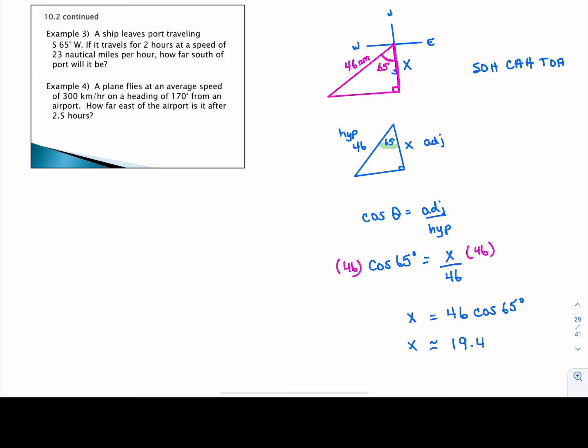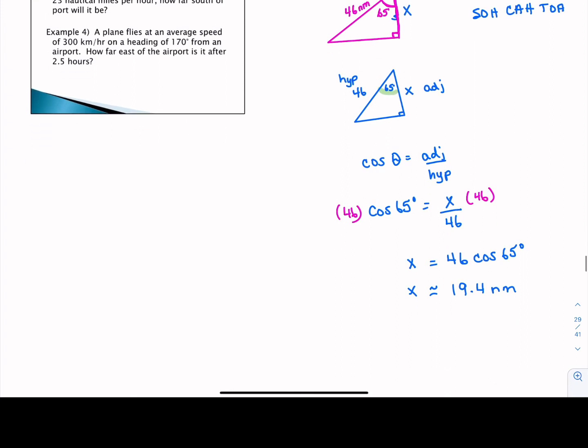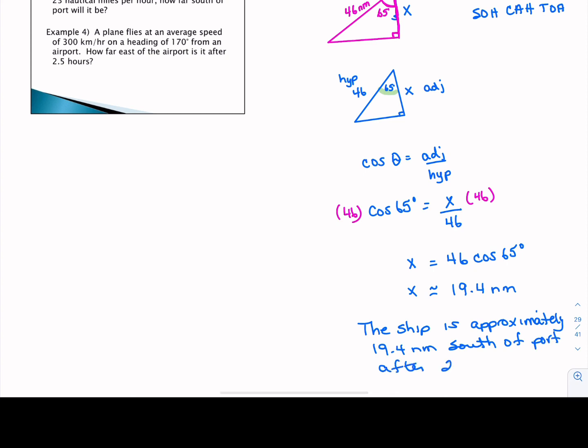And because this is an application, we want to put this together with a sentence. This 19.4 units is measured in nautical miles. So we can say the ship is approximately 19.4 nautical miles south of port after 2 hours. So once again, I'm not looking to solve the triangle. I only want one missing measurement in this particular case.